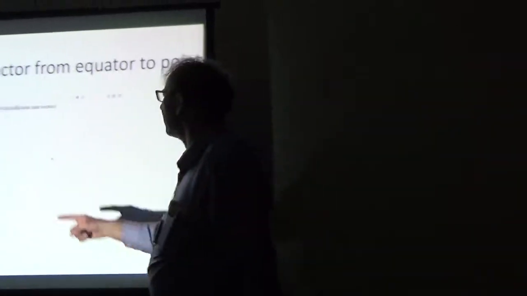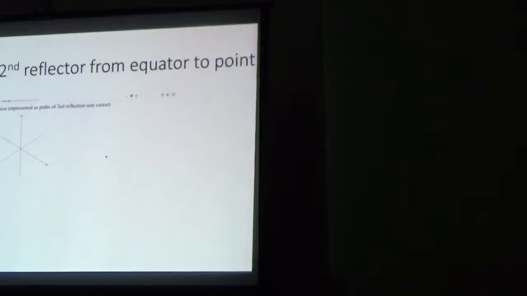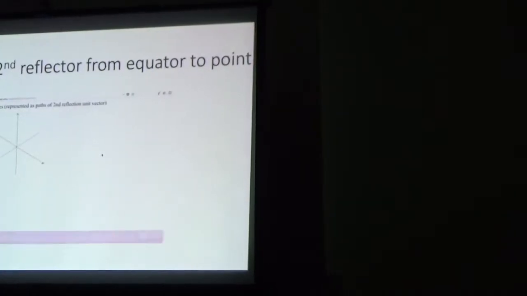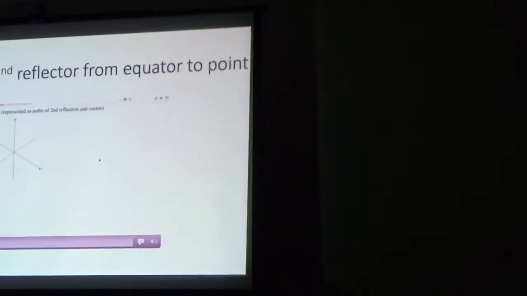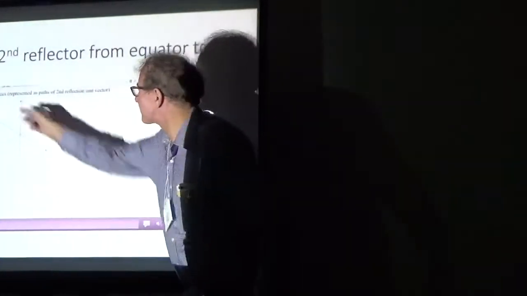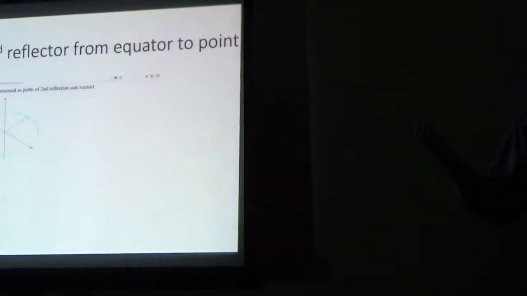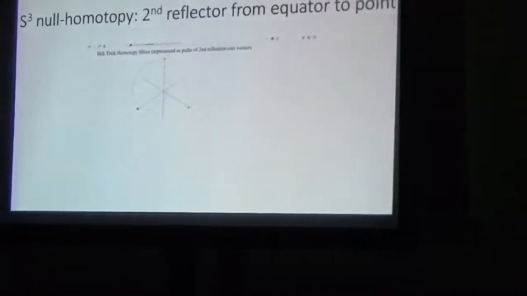And so here what you see are the paths. Equator. Whoops, I have to push the button. So another way to see, so there are my paths on S2. That generates a belt trick. But that's the path of the second reflecting vector where the first reflecting vector is always that. And if they start and finish there, it's very explicit.